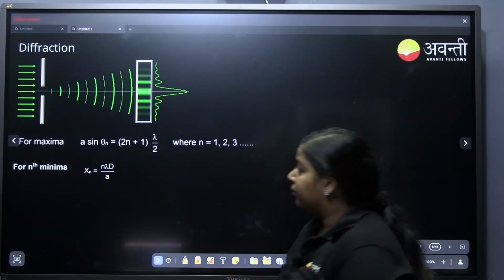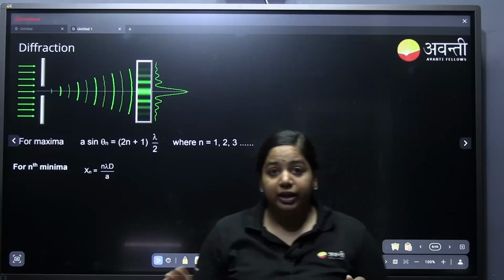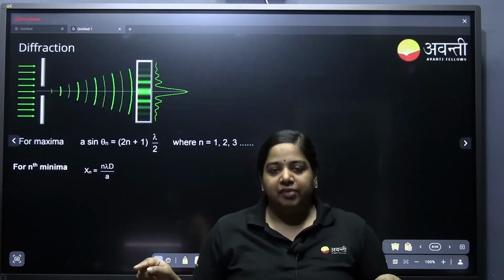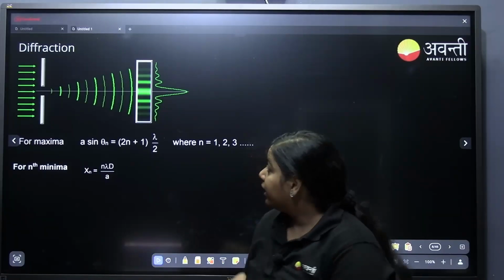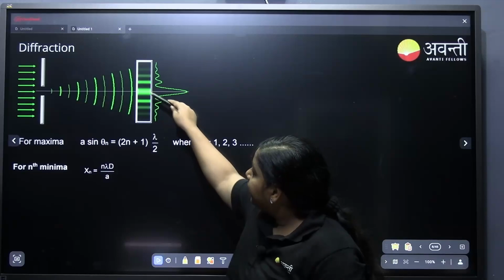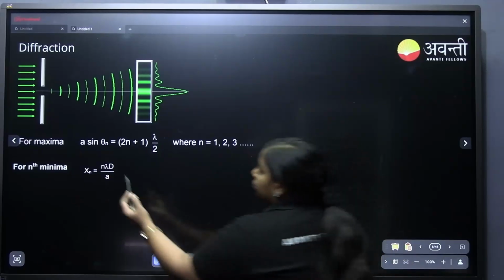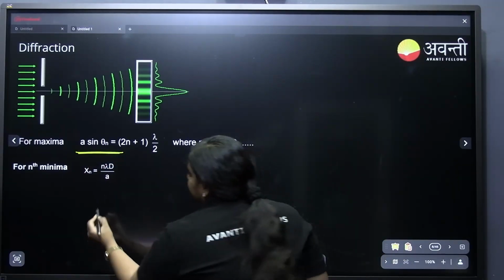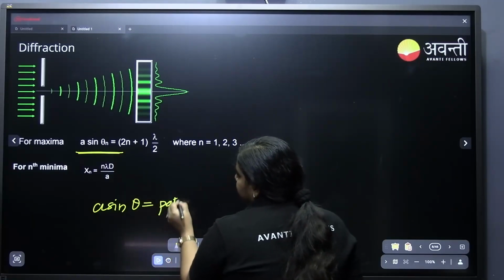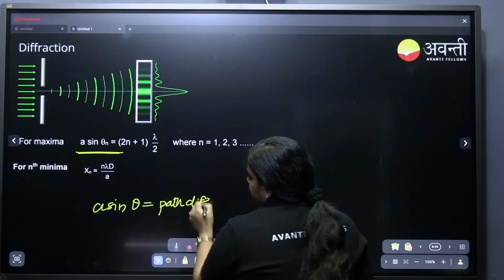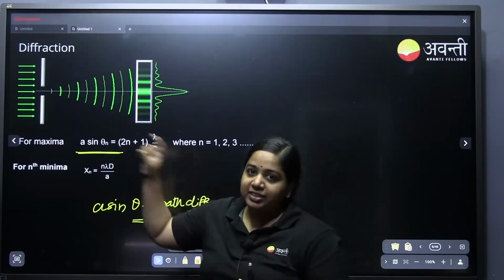Next is diffraction. In diffraction we don't need any other confusing things. We only know that the central maximum will have maximum width, all others will have the same width. The central maximum has the highest intensity, then intensity will decrease as we move away from the center. Here the formula is n lambda equal to path difference, path difference is a sin theta. a is the width of the slit.